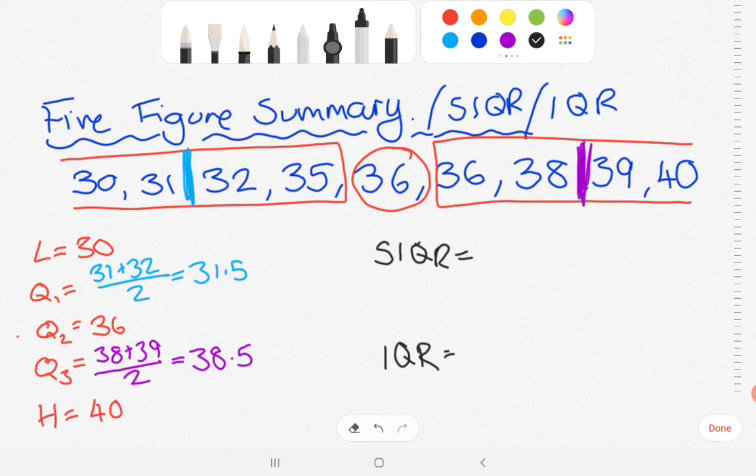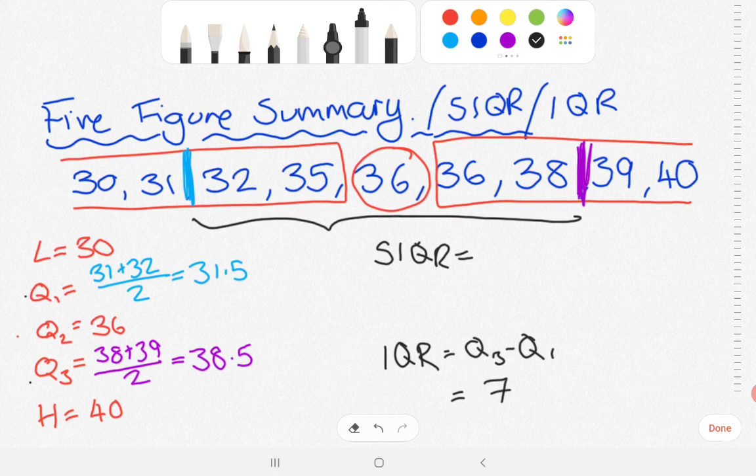The interquartile range is Q3 minus Q1. It's kind of the spread of this middle bit of the data. Okay, so Q3 minus Q1, we've worked both of those out. 38.5 take away 31.5, the answer would just be 7.